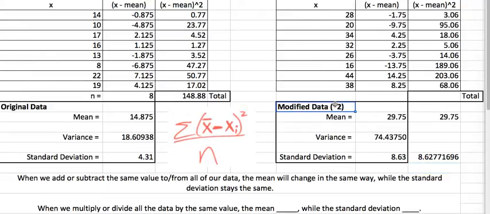So what if we were to instead, say, divide by 5? Let's say we divided all of our data by 5. We're going to get a bunch of decimals in here, and that's okay. So I'm going to divide everything by 5 now.